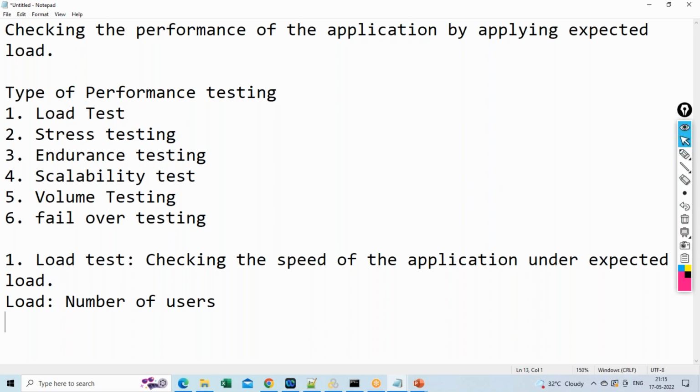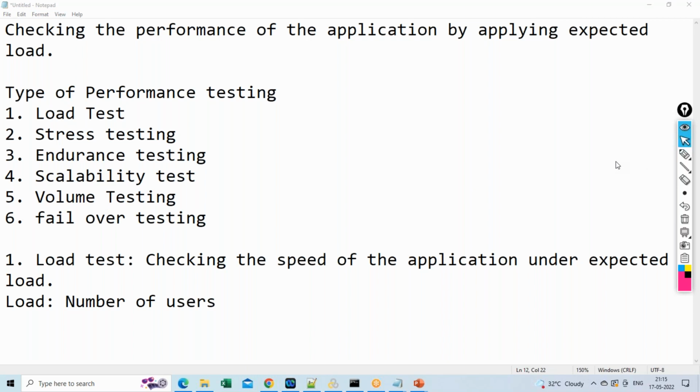Then who will provide you the expected load? Like I said, number of users. Now who is going to provide us the number of users? Can anyone tell who will give us the number of users? Of course we have to test with like 500 users or 1000 users, but who is going to provide it? Any idea? Now who is going to provide the input to us?